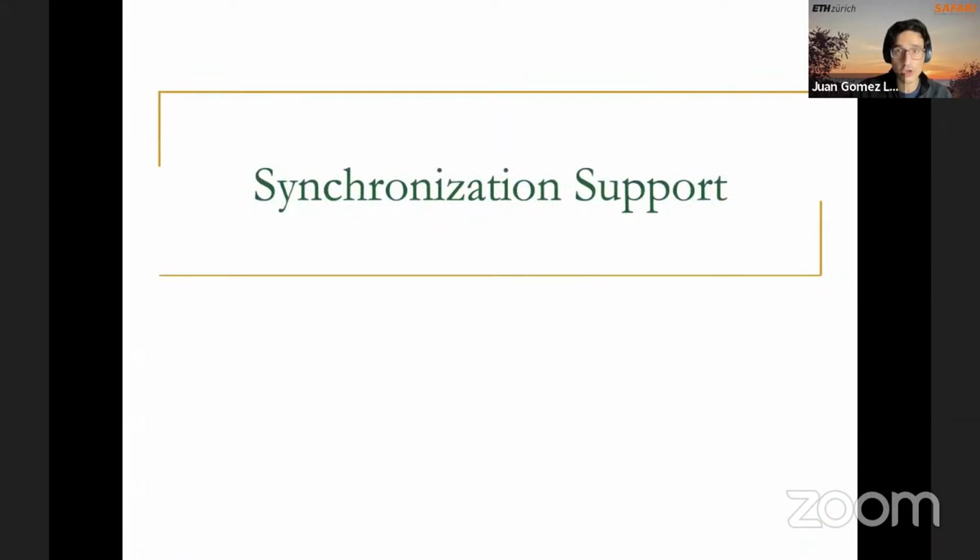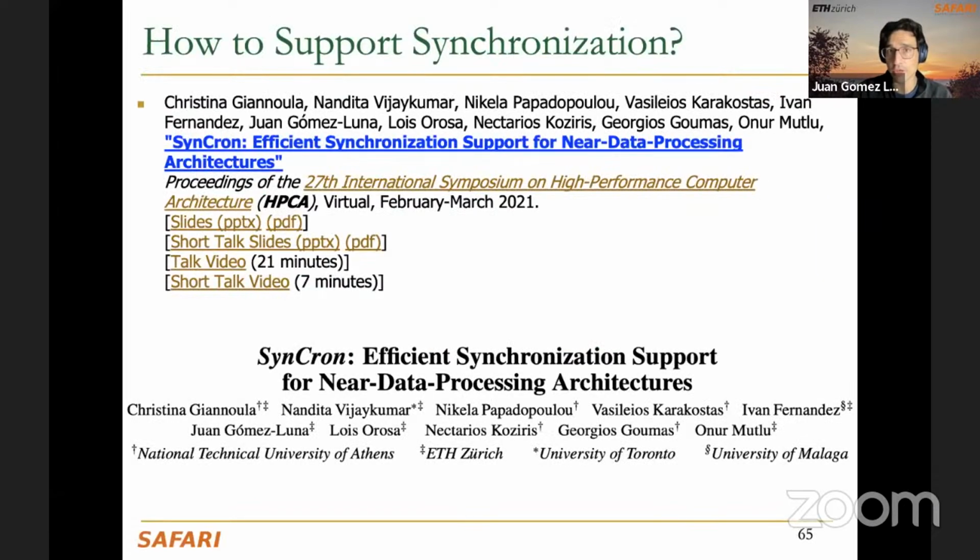We have also talked in this course about another important topic that we mentioned again today, which is synchronization support. I don't really need to spend much time on this because our previous lecture was about this, SynCron. There was an interesting talk that Christina gave last Tuesday. But for those who were not in the meeting, I would like to very quickly go over SynCron as well.